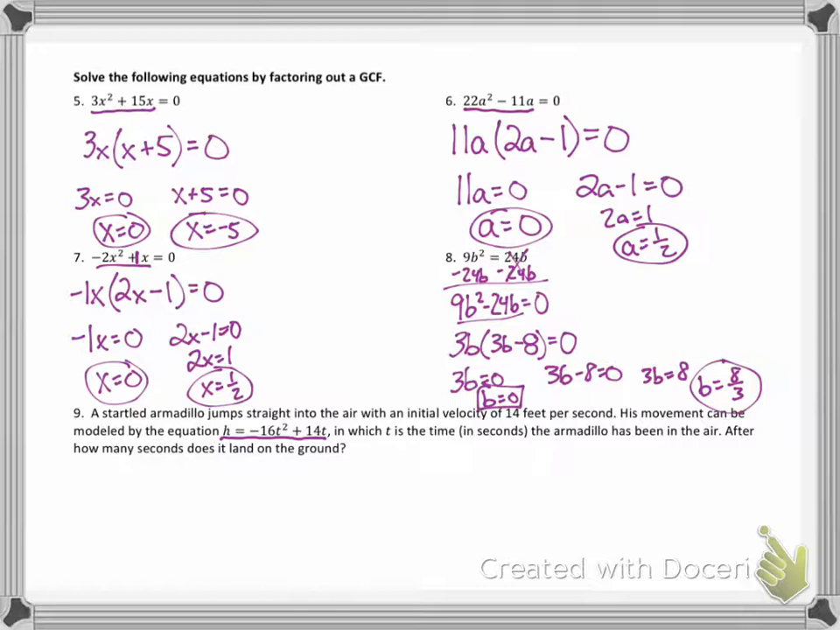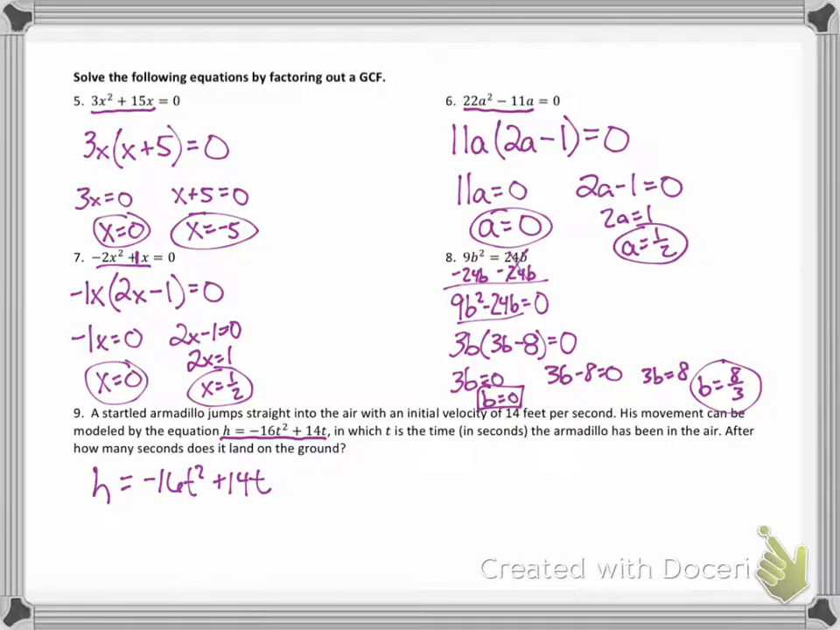So, you've been given this equation of h equals negative 16t squared plus 14t. Now, the question's asking after how many seconds does it land on the ground? So, we don't know the time. So, t is what we're trying to solve for. Then we have this other variable of h, which is the height. So, think of this logically.